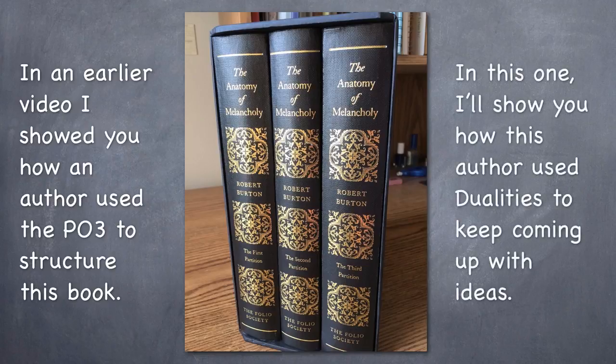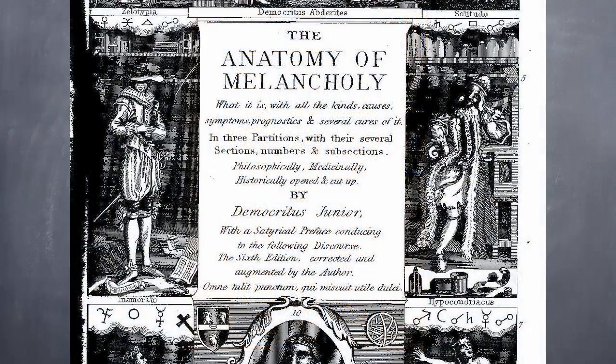Now in this video, I'll show you how this exact author used the power of dualities to keep coming up with ideas. So let's take a look again at the frontispiece of this book. In the previous video, and I'll post the link below, I showed you that essentially he used 3 partitions to structure this book. So that's the power of 3 right there.